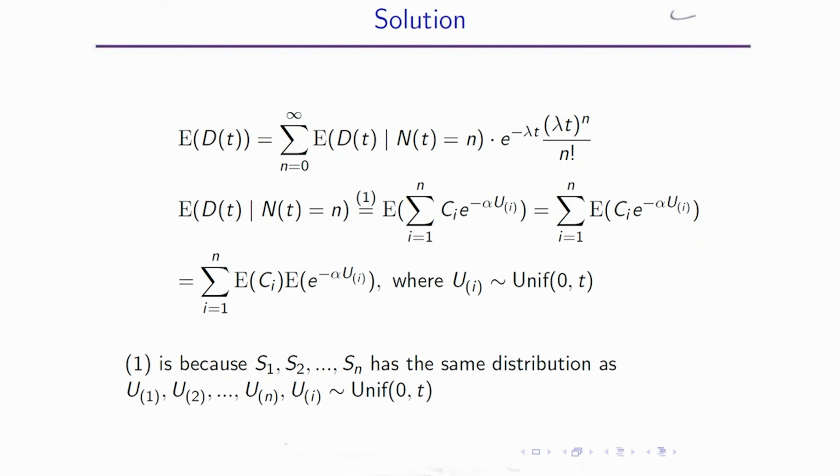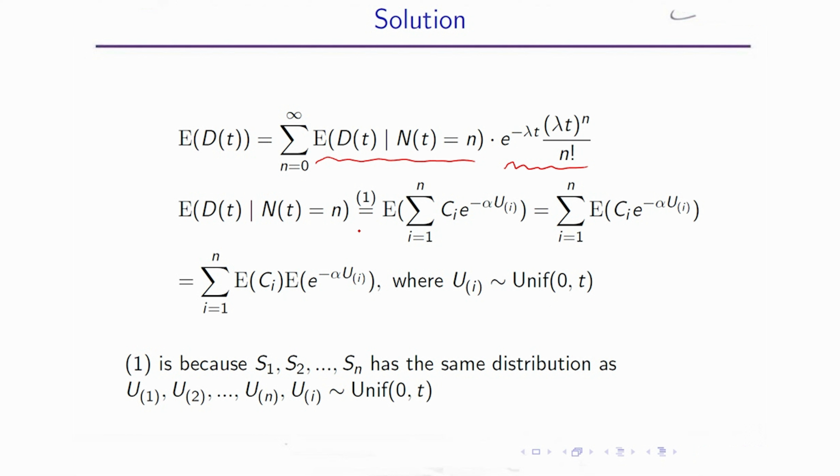The expectation of Dt would be equal to the expectation of Dt conditional on Nt equal to n, times the probability that Nt is equal to n. Because Nt is a Poisson random variable, that would be e to the minus lambda t, times lambda t to the power of n, divided by n factorial, and we take the summation over n from 0 to infinity. Now we look at the expectation of Dt conditional on Nt equal to n.